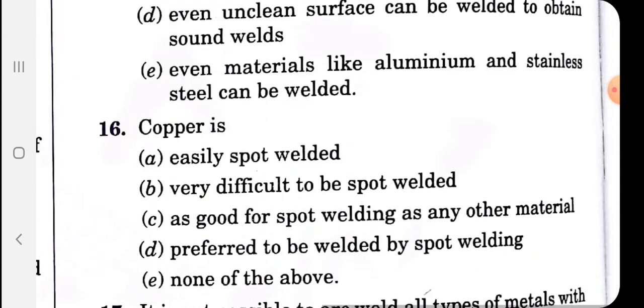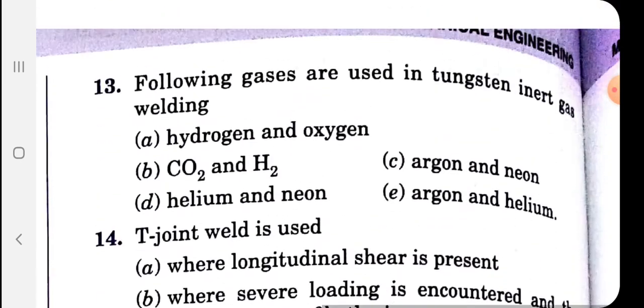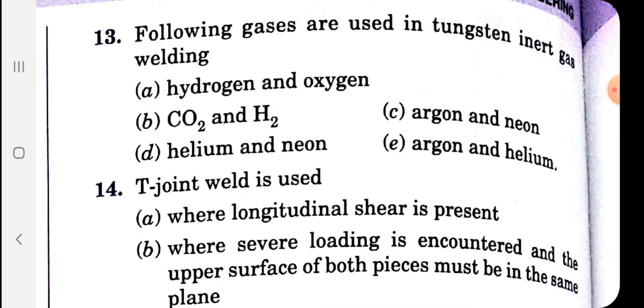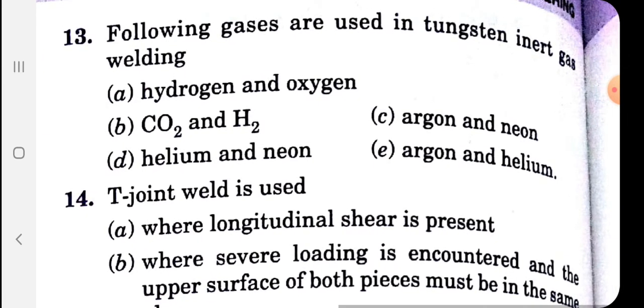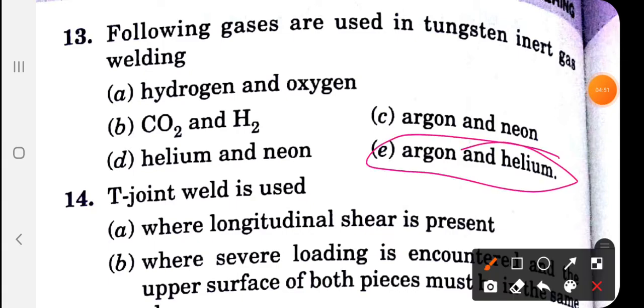13th. Okay. Following gases are used in tungsten inert gas welding. So which of the gases are used in tungsten inert gas welding? So that is 13th is E. This is argon and helium. So that is the TIG welding, argon and helium we will use.